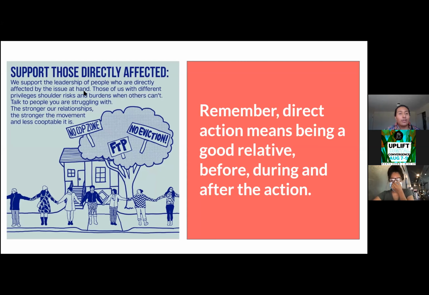Yeah, just echoing what you said about thinking about your relation to other people and engaging in direct action, and how you can help that, how you can perpetuate that so that people are being taken care of before and during and after the action too.